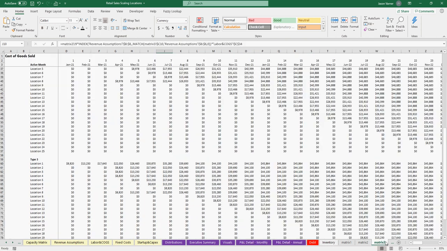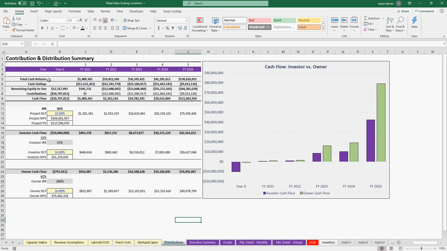All right, so that's matrix 1, 2, and 3. Next, distributions. This is just going to show the cash returns, cash outlay, so all positive cash flow months, all negative cash flow months. Then you can see how much equity was required, how much was available after the startup costs were applied. So 10 million, and then you can see the usage of that in these other negative months.